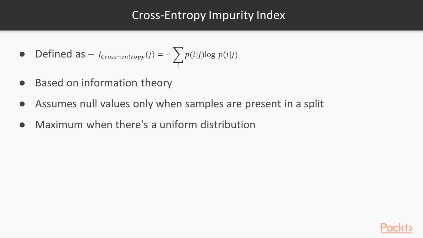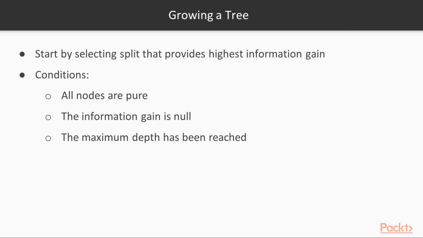Next, we'll learn about Cross-Entropy impurity index. This is how the cross-entropy measure is defined. This measure is based on information theory and assumes null values only when samples belonging to a single class are present in a split, while it's maximum when there's a uniform distribution among classes. When growing a tree, we start by selecting the split that provides the highest information gain and proceed until one of these conditions is verified. All nodes are pure. The information gain is null. The maximum depth has been reached.